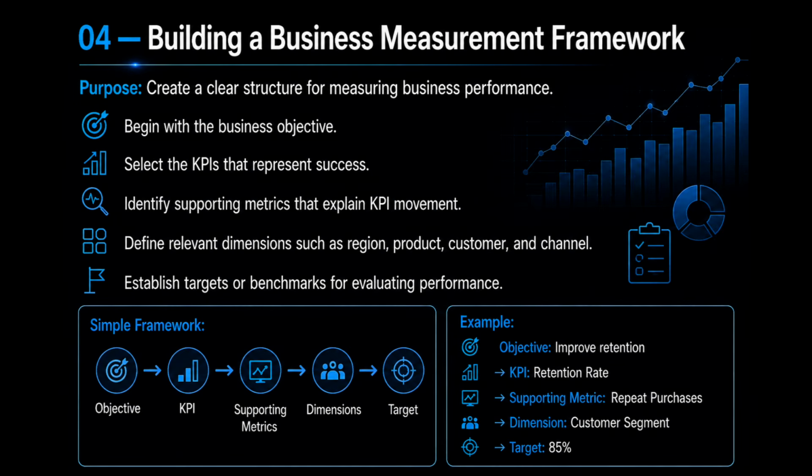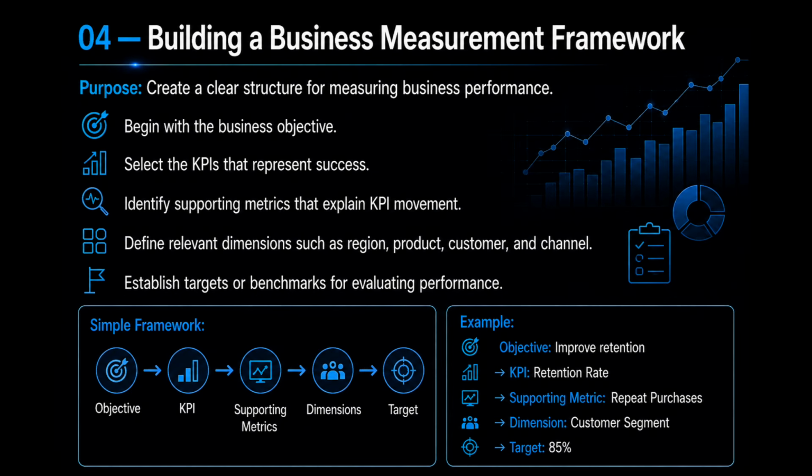Step 4. Building a business measurement framework. The purpose is to create a clear structure for measuring business performance. Begin with the business objective. Then, select the KPIs that represent success. Next, identify supporting metrics that explain KPI movement. Define relevant dimensions, such as region, product, customer, and channel. Finally, establish targets or benchmarks for evaluating performance. The simple framework is objective, KPI, supporting metrics, dimensions, and target.